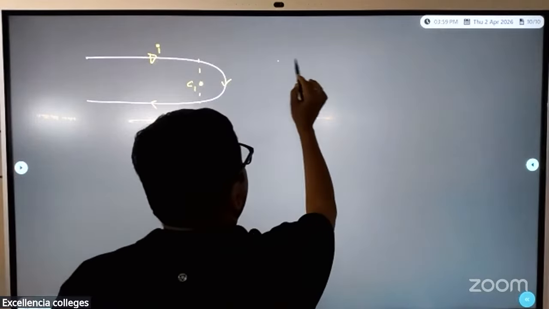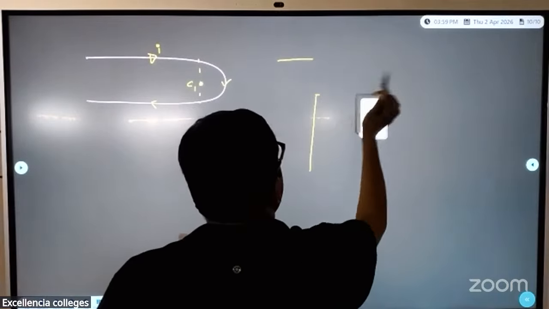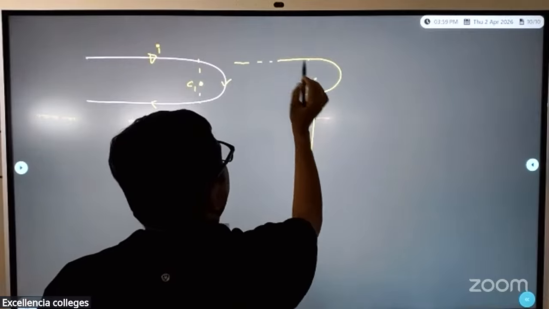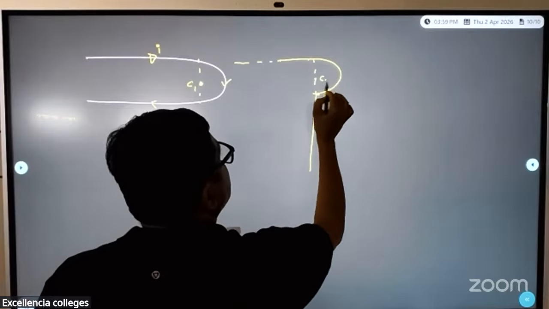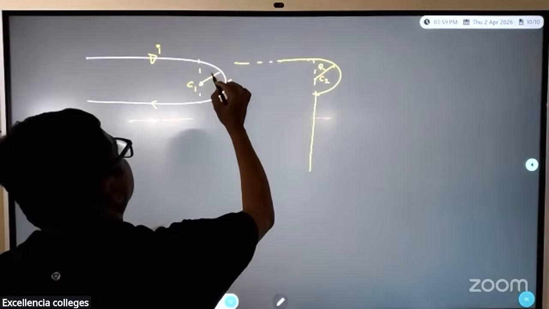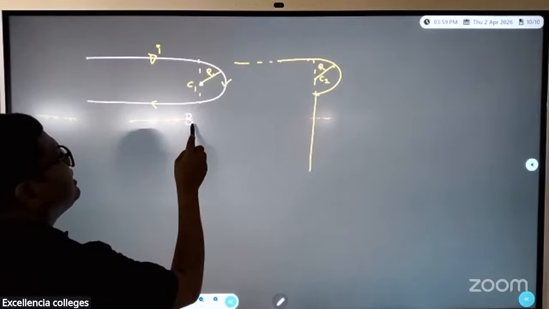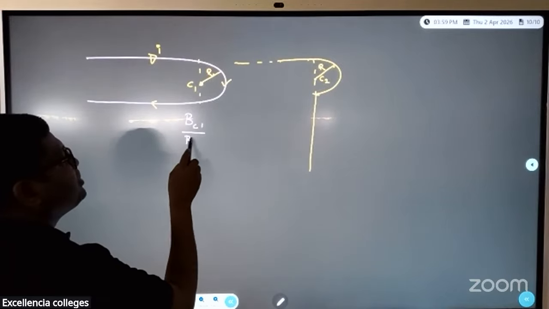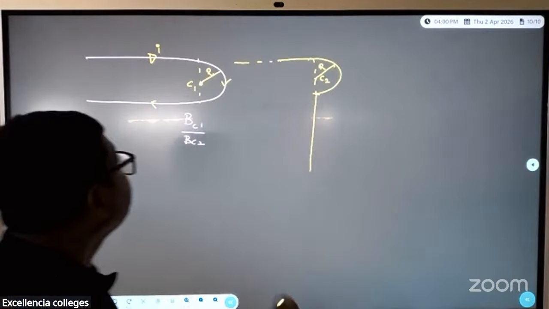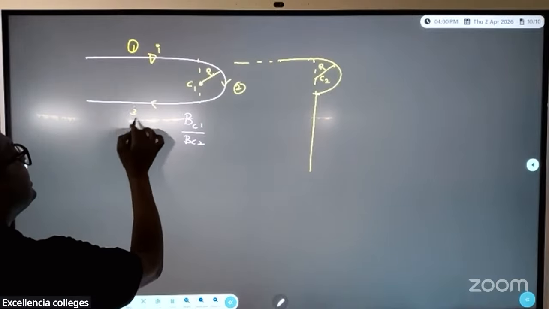There is one more part in which we have this arrangement. So this is infinitely long. There is a second center, but the same radius R is maintained. So you're asked to calculate the ratio of the magnetic field at C1 to the magnetic field at C2. So absolutely simple question. There are three segments: segment number 1, segment number 2, segment number 3.